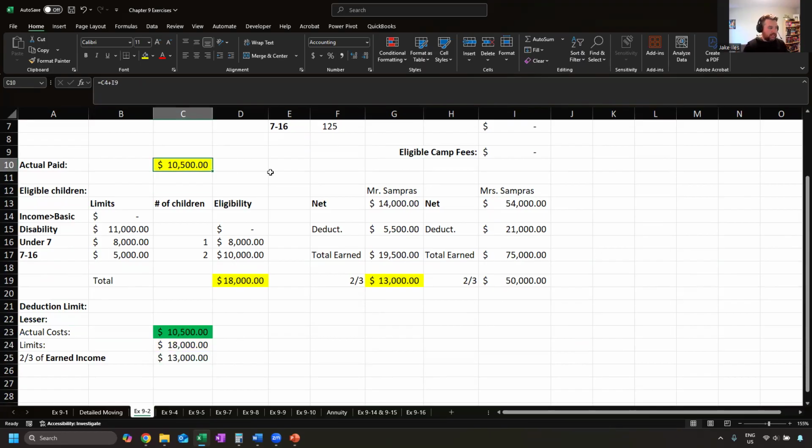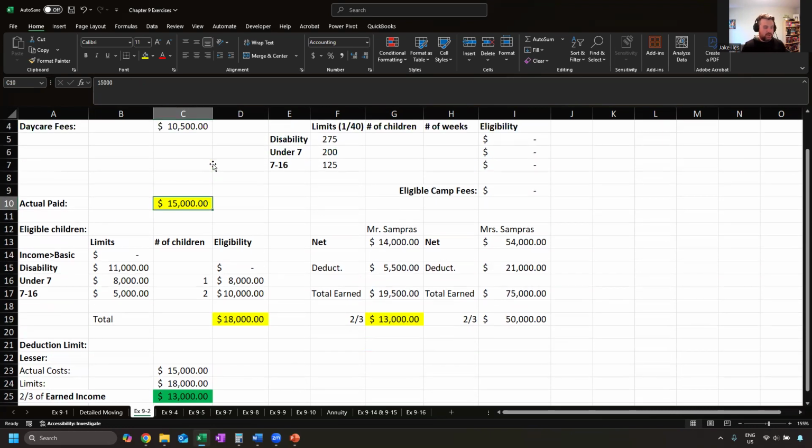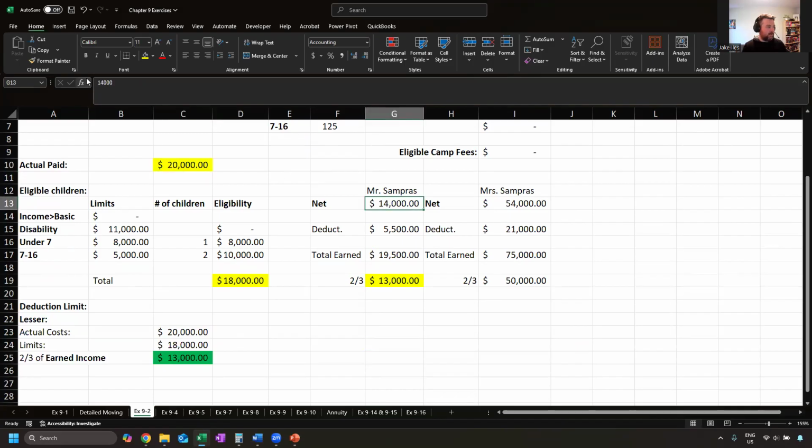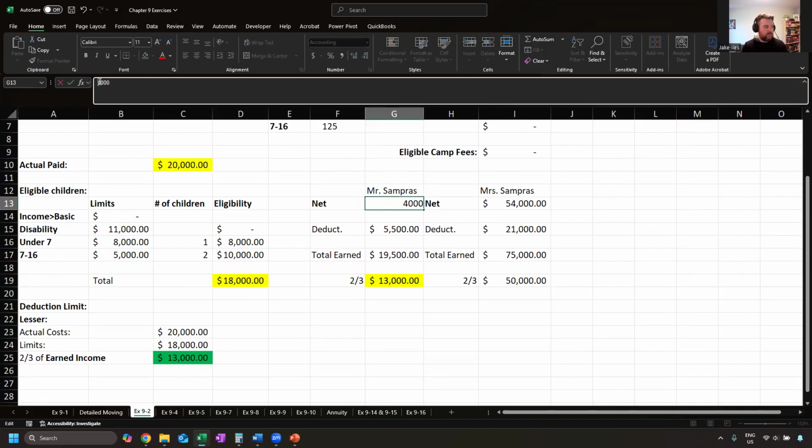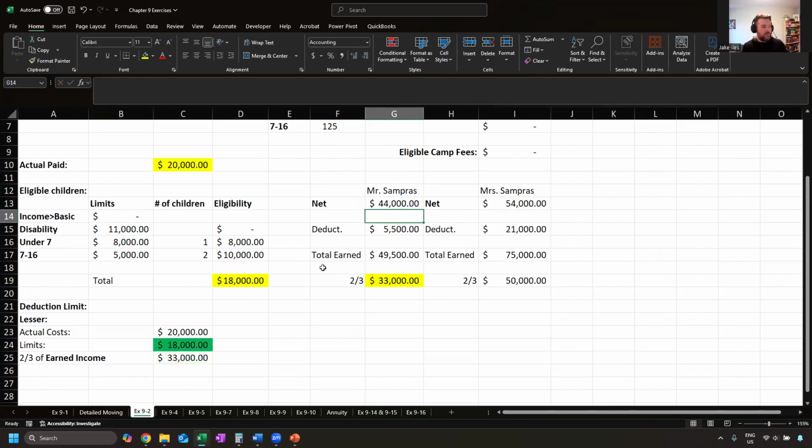If we had spent more, let's say we spent $15,000, well, now that 13,000 is our smallest number, so that'll be selected. If we spent 20,000 and Mr. Sampras's income was $44,000, well, now 2/3 income is much higher. We've paid over $20,000. So now we're limited to that 18,000. So with these changes, we always look at our three results and we always pick the smallest amount.